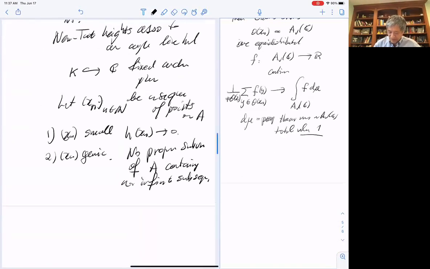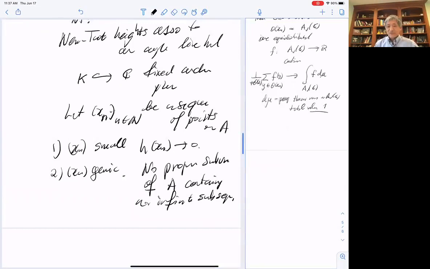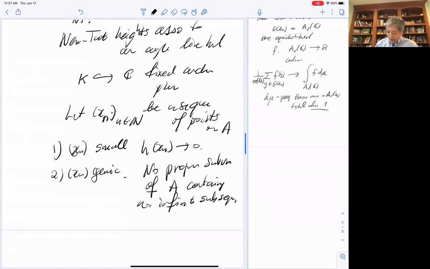And even for abelian varieties, this is non-trivial. For example, you can replace this xn by torsion points. Even for torsion points, I really don't know how to prove it without this fancy theory of adelic line bundles.